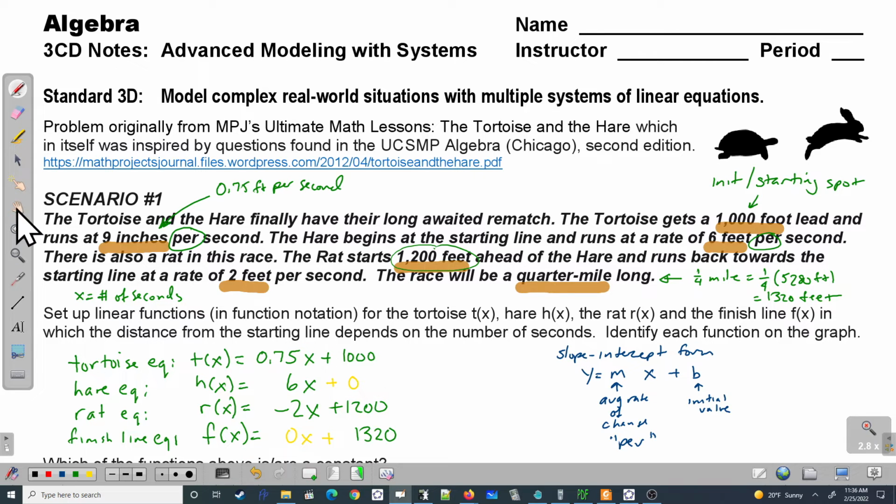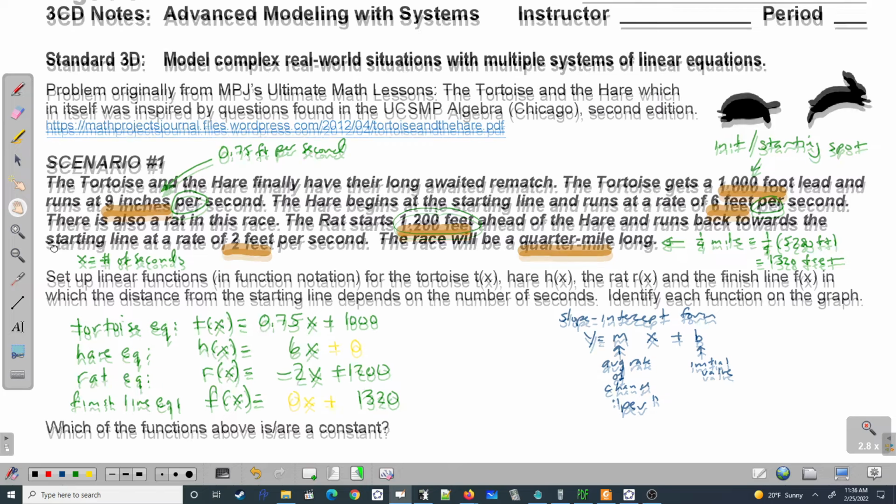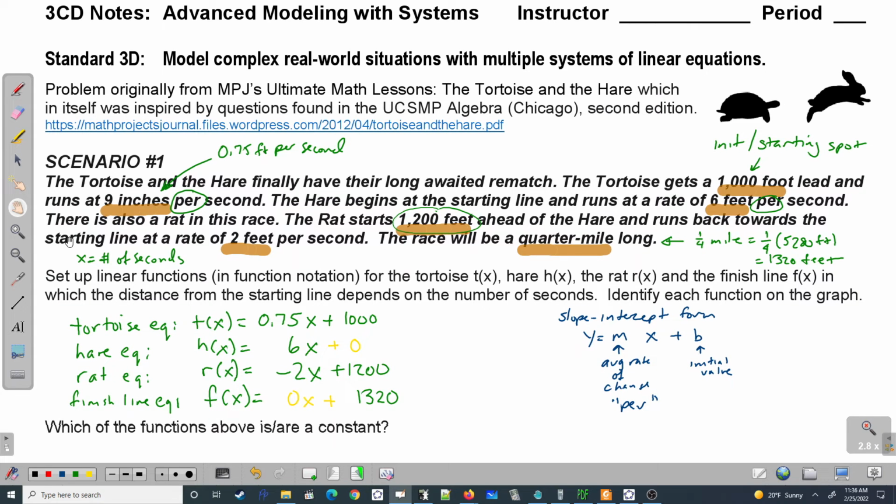And that leads to my question. Which of the functions is or are constants? The only one that never changes is f of x. It's the only one that never changes.